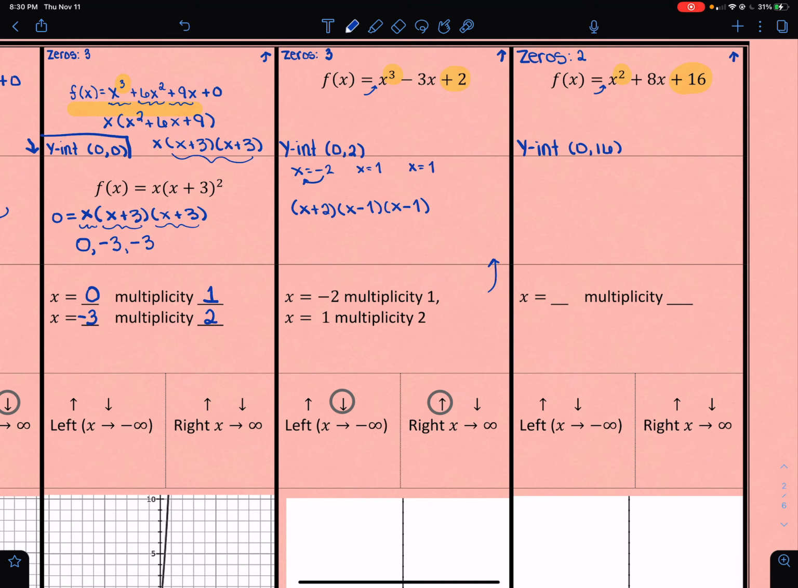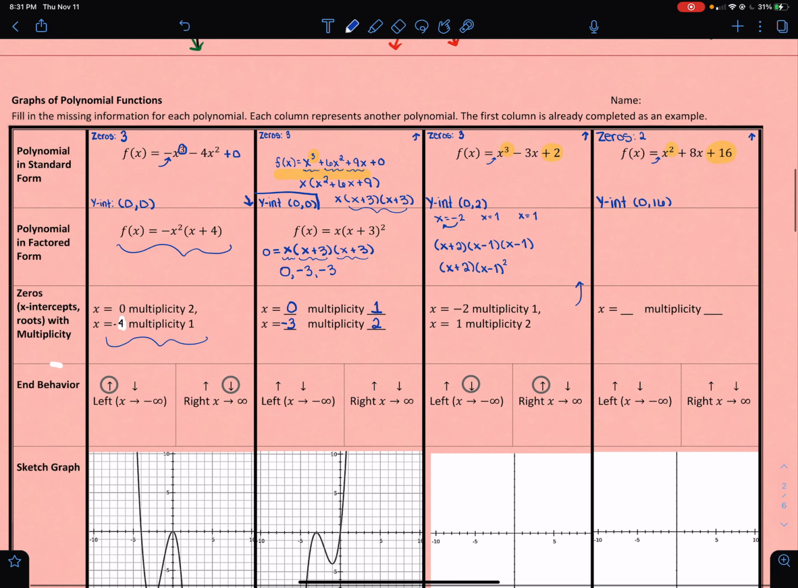Okay, so those are our factors. Now, since x minus 1 is duplicated and x plus 2 is not, I'm just going to write x plus 2 just once. And then I'm going to have x minus 1. But since there's 2 copies of it, I'm going to put it as squared. Okay. So that there is our polynomial in factored form.